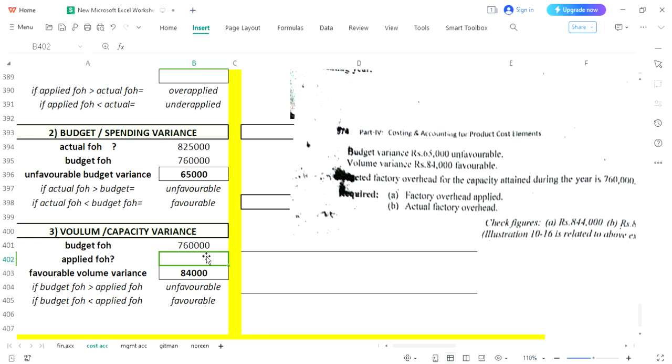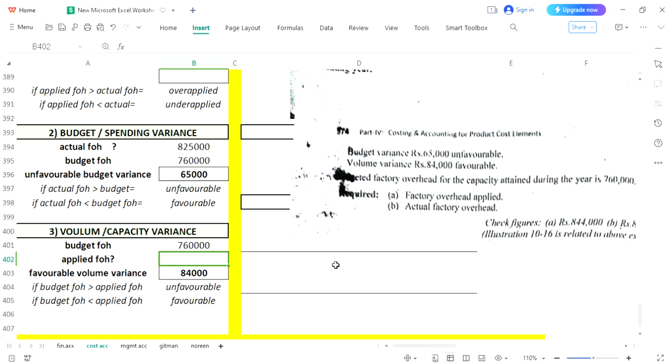But it's not just the same matter we will use here. We will be focusing upon this word, favorable. When volume variance is favorable, at the time when budget is less, it means the amount which would be put over here should be more, so that we can present our budget FH less than applied.